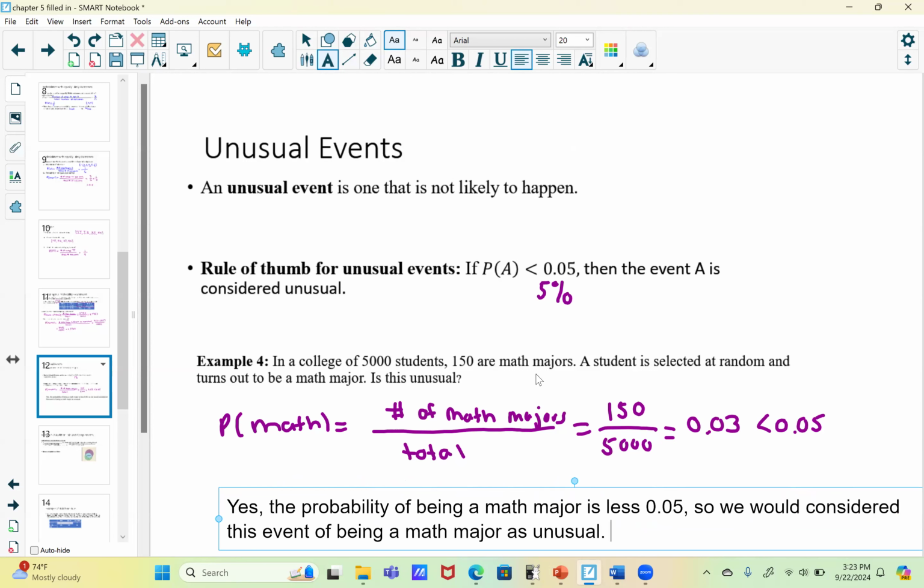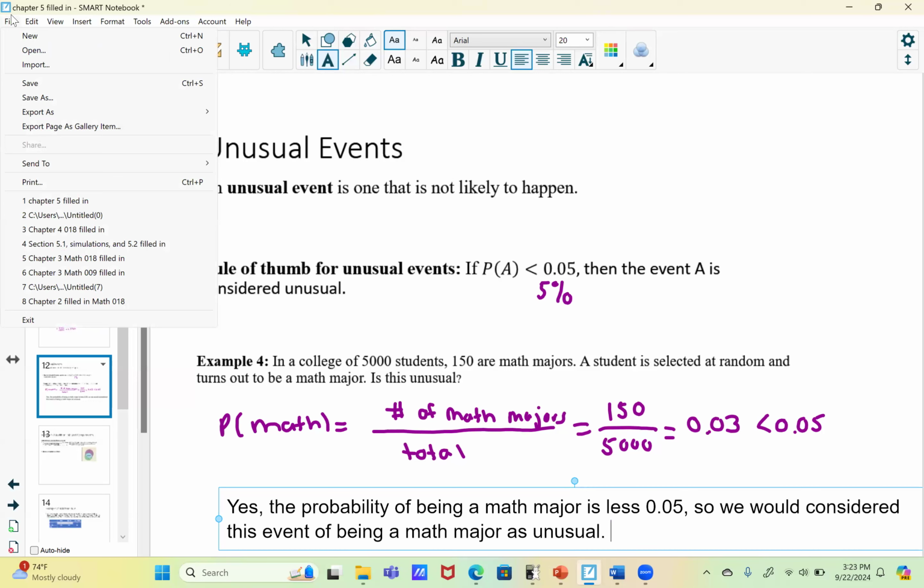That is all of section 5.1. Please make sure you get this probability formula down, because we're going to build off of that when we do sections 5.2 and 5.3. If you have any questions, please let me know in class.